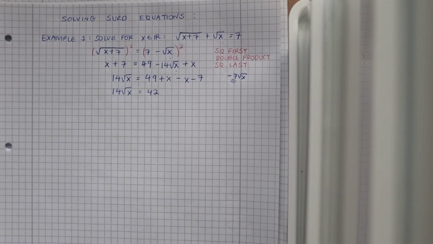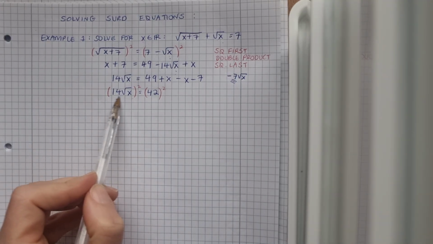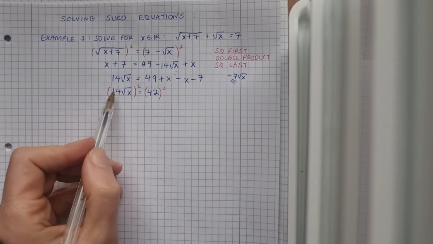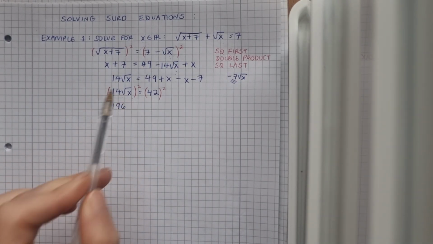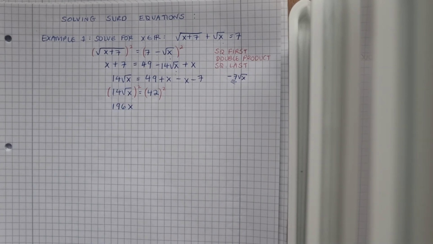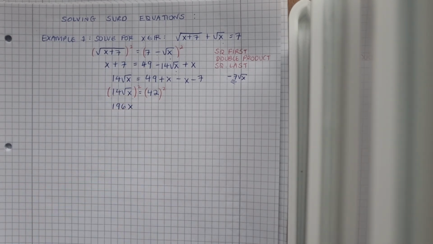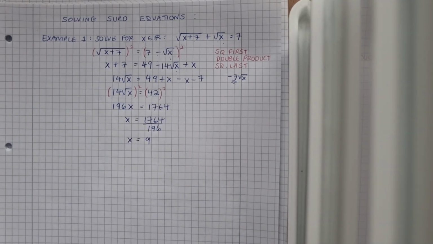And now I'm going to square both sides. When I square both sides, just be careful squaring here on the left-hand side, because since these two are multiplying, I should square them both. So I should square 14, and that'll give me 196, and I should square root x, and that's going to give me x. So I've distributed the power over the multiplication, and then I'm going to square 42. And then one last step is just to get x by itself. And so my solution is 9.